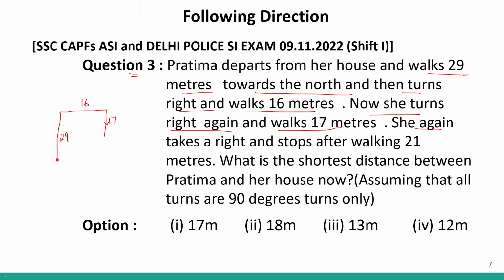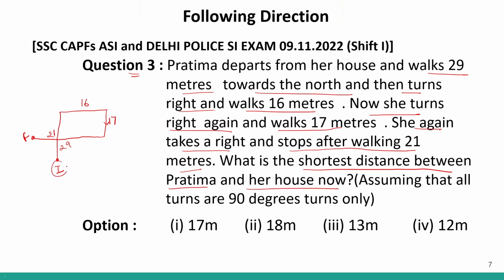Okay. She again takes a right. So here also she takes a right and stops after walking 21 meters. So right will be in this direction and she stops somewhere over here after walking 21 meters. So this was the initial position and this is the final position. We have to find the shortest distance between Pratima's final position and her house.